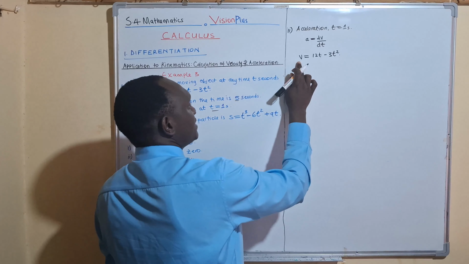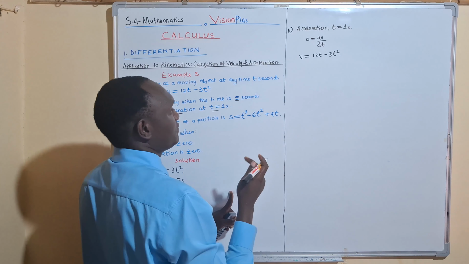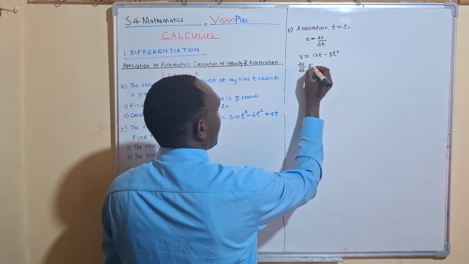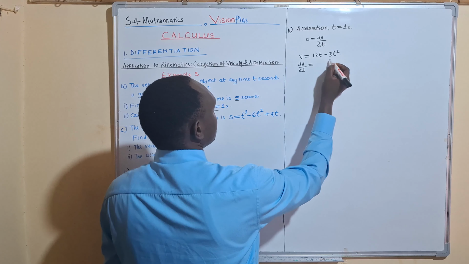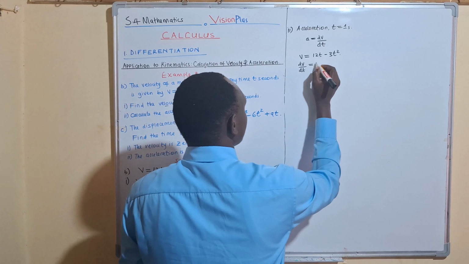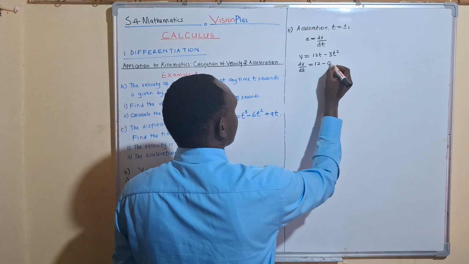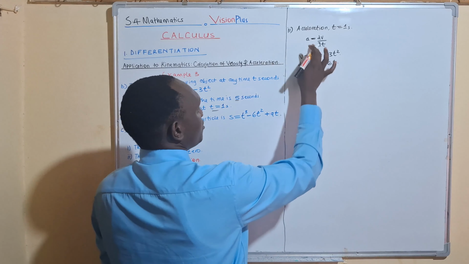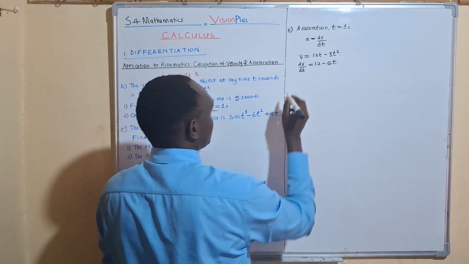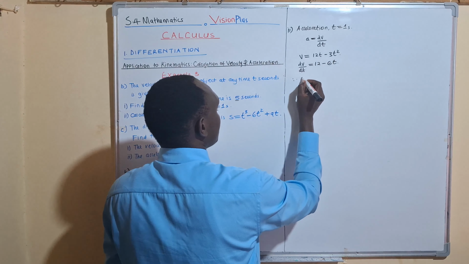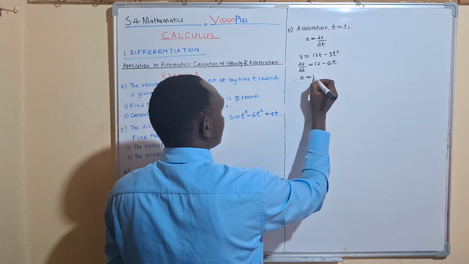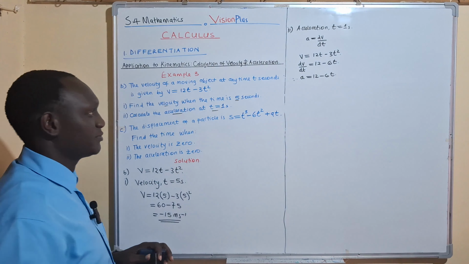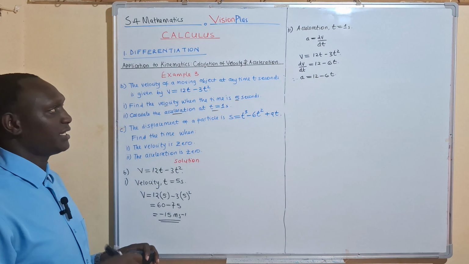Now dv/dt is the rate of change of velocity. So let us differentiate. If we differentiate this, dv/dt gives us 12 minus 6t. So this is the rate of change of velocity, which we are calling the acceleration. So the expression for acceleration at any time t is 12 minus 6t.